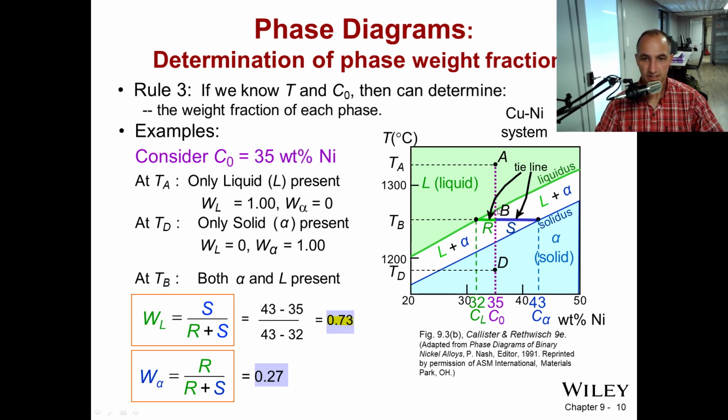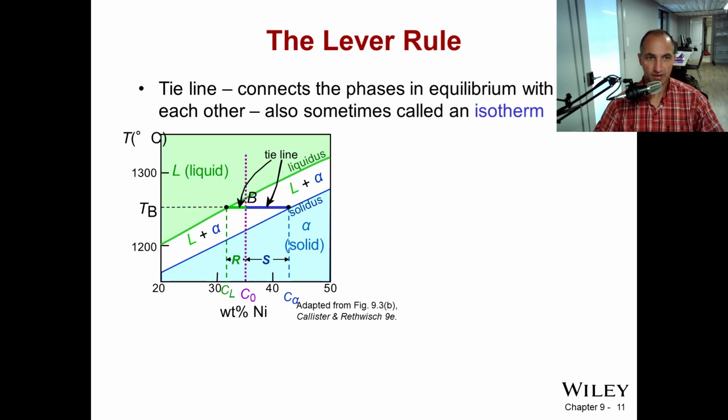Does that make sense? Because if you look at this point here, we're only about 25% of the way through the cooling in this two-phase region. So that probably means that we're going to have less alpha and more liquid. And as you cool, we're going to get more alpha and less liquid. But since we're up here near the top of the two-phase region, we have more liquid. And that's why the liquid is at 0.73 and the weight percent of the alpha is only 0.27. All right, that's a reality check. It's always good to do those when you're working on these problems.